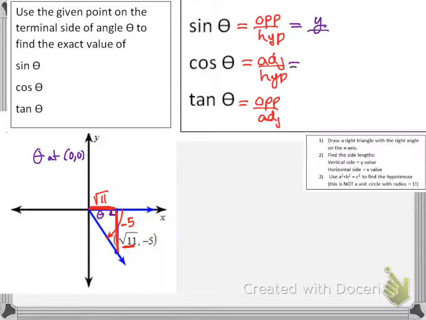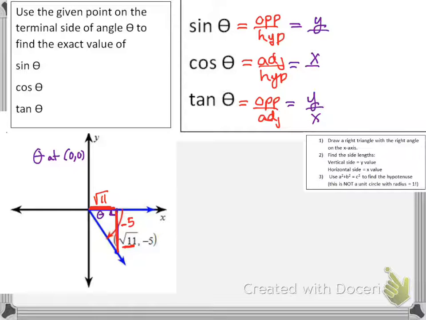The side adjacent to theta is always our x value. So hey, it kind of looks like what we were doing with the unit circle. It looks like sine is y, cosine is x, tangent is y over x. But it's not totally true in this case, because we don't have a hypotenuse of 1 like we did in a unit circle. That's the definition of a unit circle.